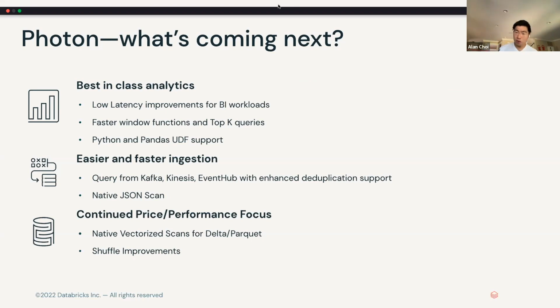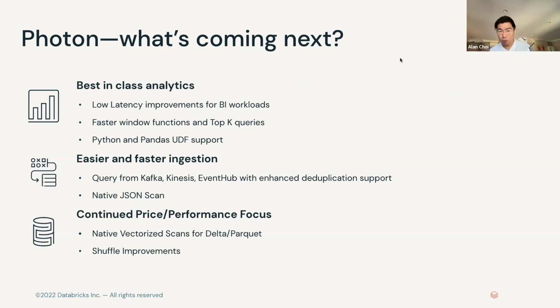So next is the ingestion. You need to get the data in faster and quicker. So we're going to add support for things like Kafka, Kinesis, all this kind of stuff. And JSON is a very popular one when we look at it. JSON is one of the very popular formats being ingested. But we want to convert this into something more efficient so that the query is more efficient. So the native JSON scanner is going to come soon.